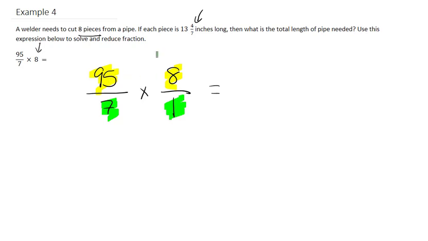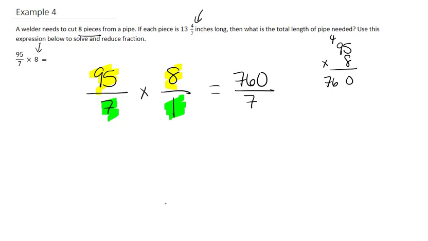so when we go 95 times 8, well, we could go like this. We can go 5 times 8, which is 40, so carry the 4. 9 times 7 is 72, plus 4 is 76. So we have 760 on the top, and then on the bottom is 7 times 1, so that's just 7.